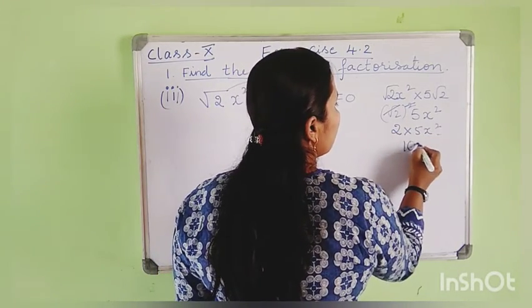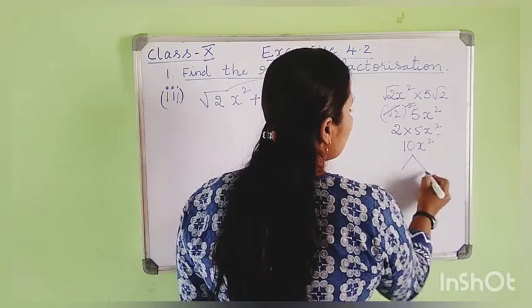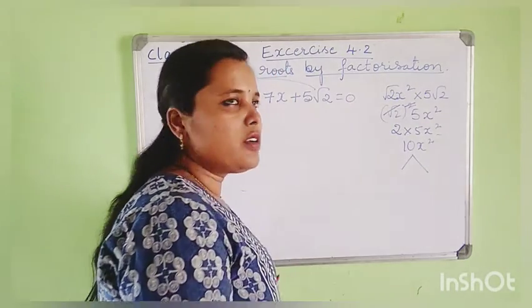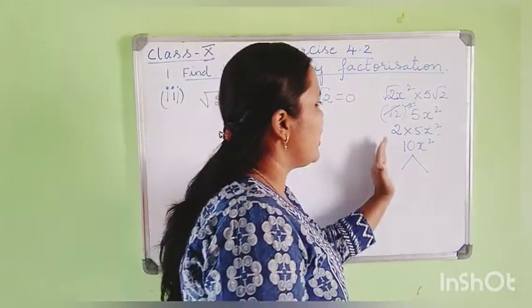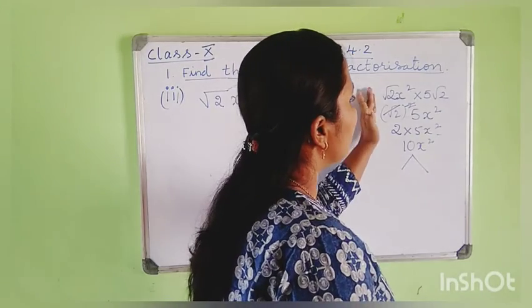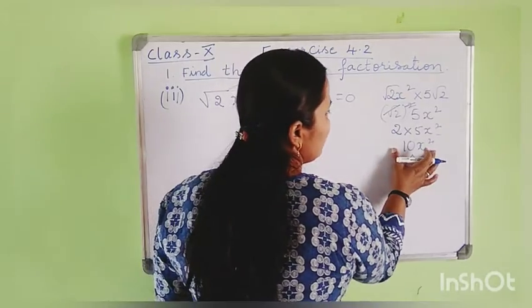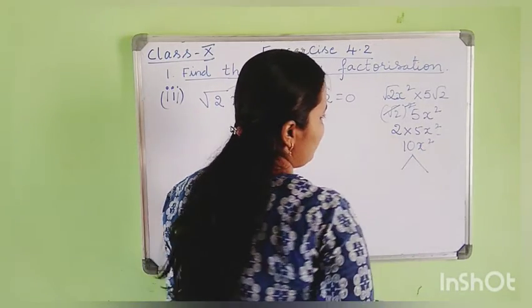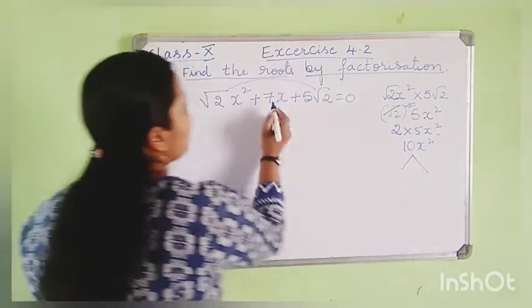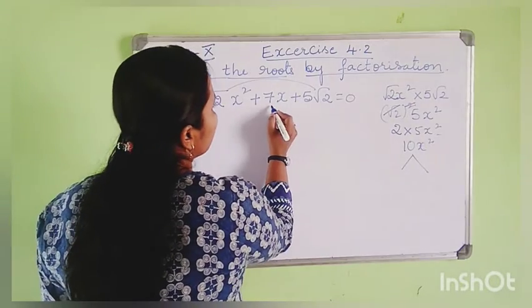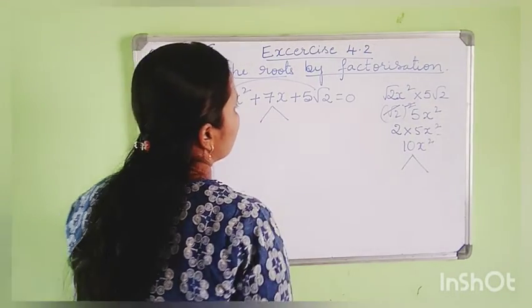That means 10x square. So this we should split now. Can you understand? This is very important. You take the product of the first and the third term and come to the answer, that is 10x square. So now we have to split the middle term.